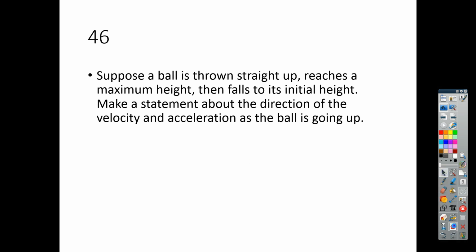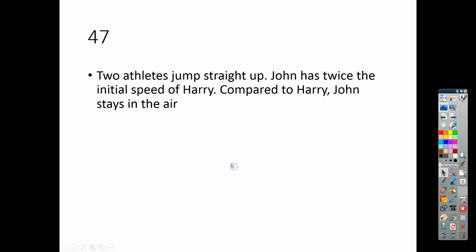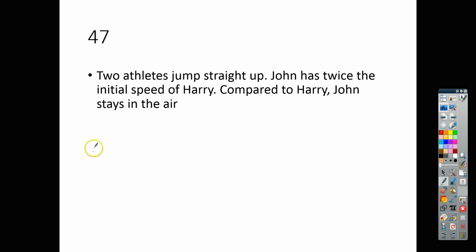So that's number 46. For number 47, 2 athletes jump straight up. John has twice the initial speed of Harry. Compared to Harry, John stays in the air. And for this one, we can do a little bit of math again. So we have Vf equals Vo plus g times t. Because we are jumping up, our original velocity, let's just put the number 5 in, is positive, plus negative 10, and then we're going to multiply that times time.